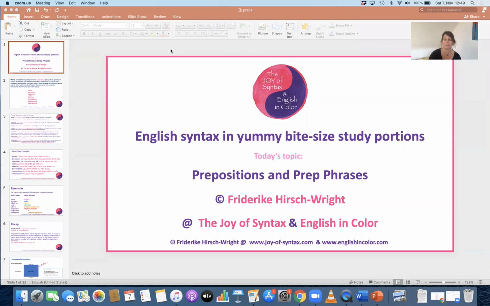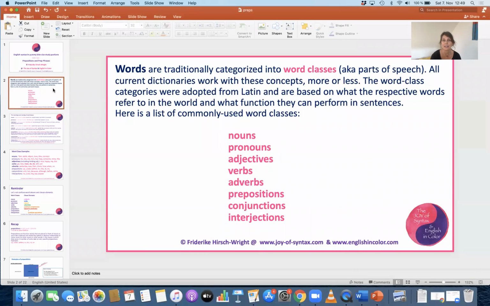Prepositions and prep phrases. Before I start on prepositions, I want to remind you that I did a video on word classes. Preposition is a category that's part of a bigger categorization system called word classes. Most dictionaries that we use nowadays use these categories. And, although they differ sometimes with regard to some details, all of them use the categories that I listed here: nouns, pronouns, adjectives, verbs, adverbs, prepositions, conjunctions, and interjections.